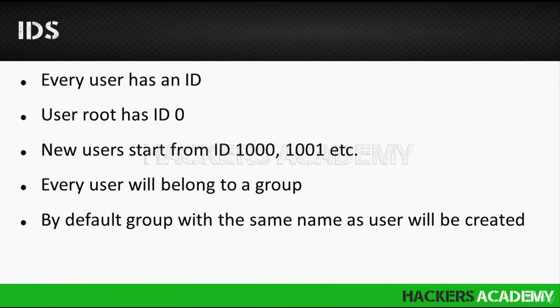In Linux, every user has an ID. The root has an ID of 0. And when you create new users, the IDs start from 1000. So the first new user you create, the ID would be 1000. The second user, the ID would be 1001, and so on. And every user will belong to a group. By default, when you create a user, it will belong to a group of the same name as the user. So if I create, for example, the user Tom, automatically a group called Tom will be created, and the user Tom will belong to the group Tom. Obviously, that can be changed, and we'll see how to do that later on.